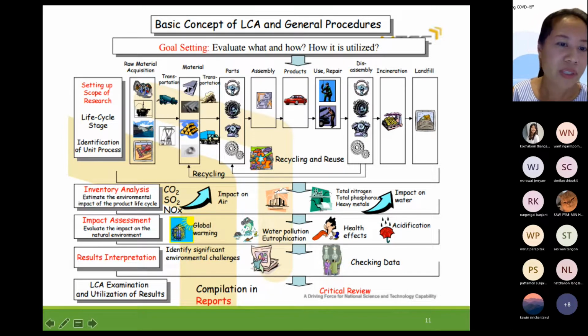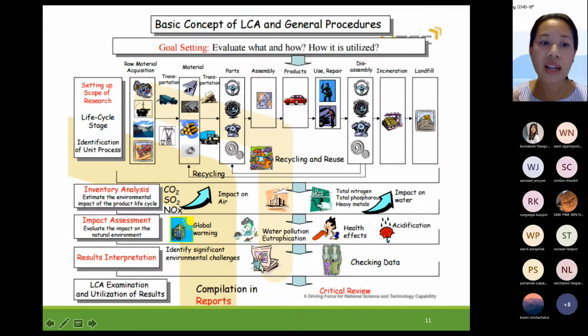And after you set up the scope and research, you go to find information for the inventory. What is the input? What is the output? And then we analyze. After the analysis, we will know the impact. From step 2, the inventory analysis, we will know what the outputs are, like carbon dioxide, sulfur, NOx or nitrous oxide. And in the next step, the impact assessment, we evaluate the impact on the natural environment. Like we know carbon dioxide can cause global warming, and we convert it into a global warming impact.